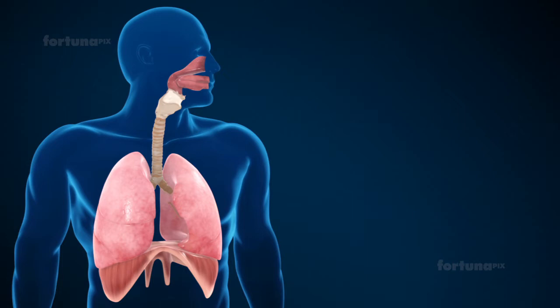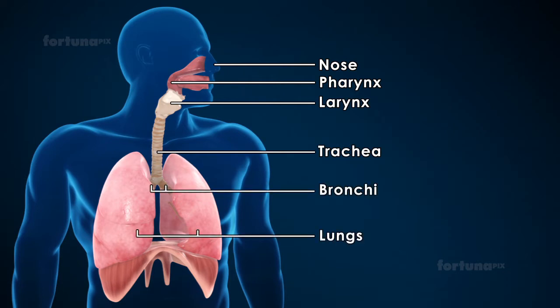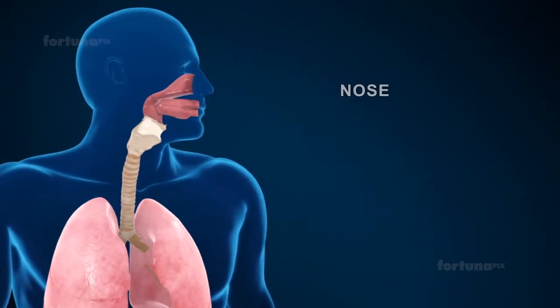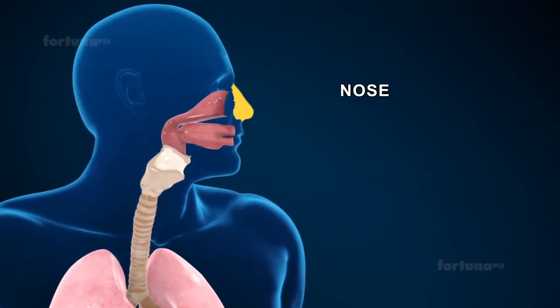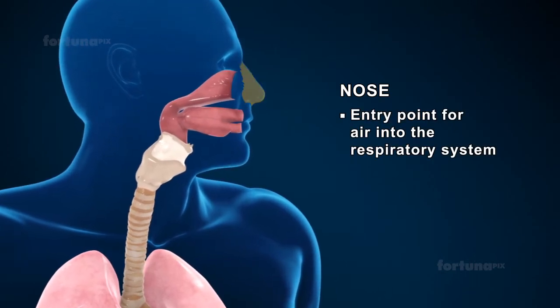The respiratory system consists of the organs involved in breathing. These include the nose, pharynx, larynx, trachea, bronchi, lungs, and the diaphragm. The nose is the most external organ, and it is the entry point for air into the respiratory system.